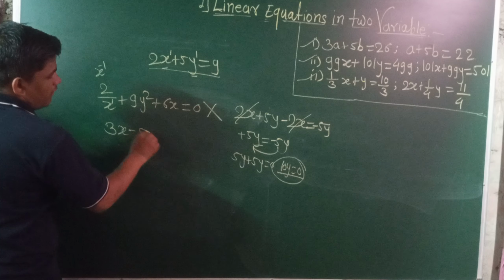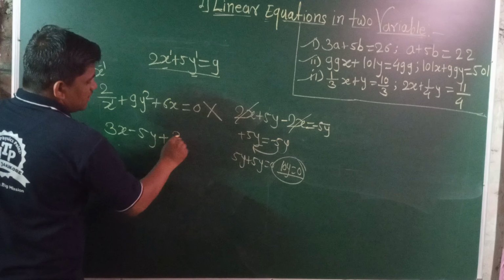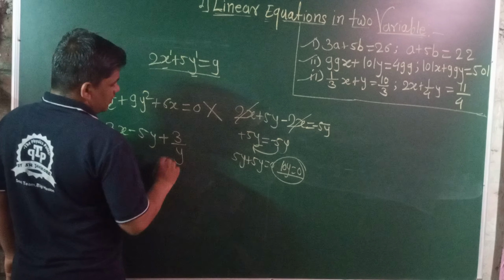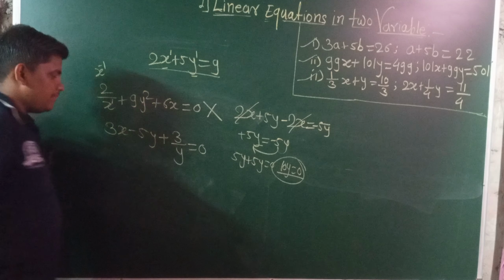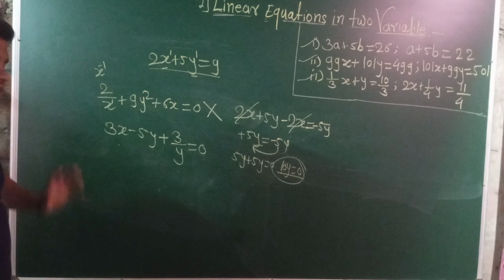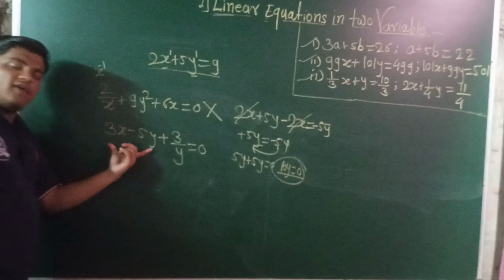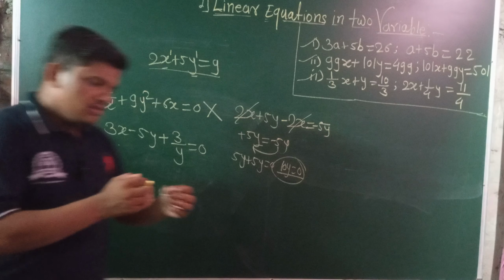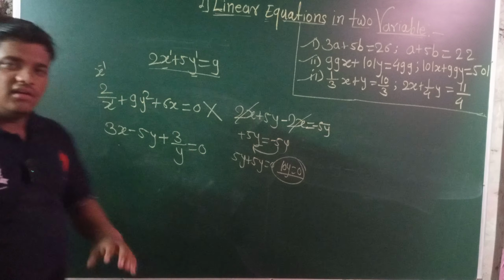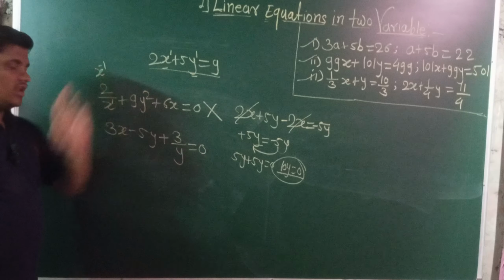3x minus 5y plus 3 by y equal to 0. Is this equation linear or not? Just identify. It has two variables, so there is a possibility that this is a linear equation in two variables.